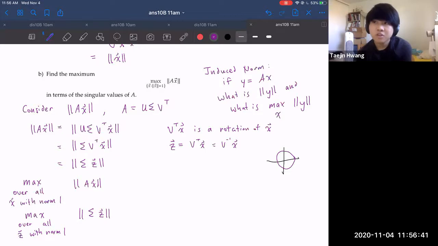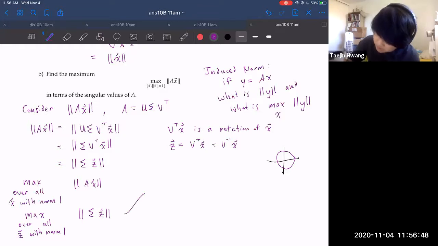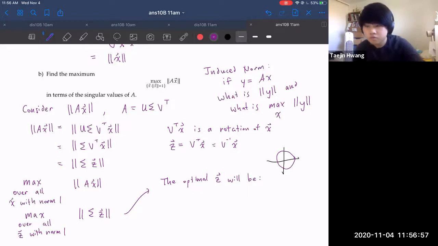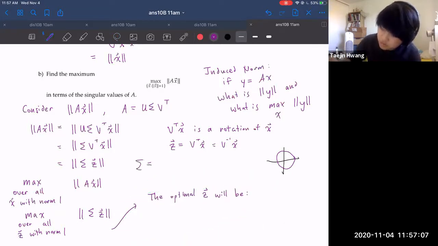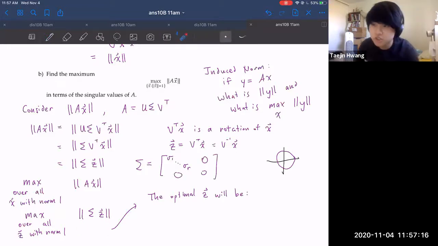And now, if you have an idea, type it out in the chat. What do you think the optimal Z will be? Remember that the sigma matrix has all the singular values, and we're constraining this Z to have norm 1. Z times sigma 1 maybe. The first right singular vector. Yeah, I like all these ideas.